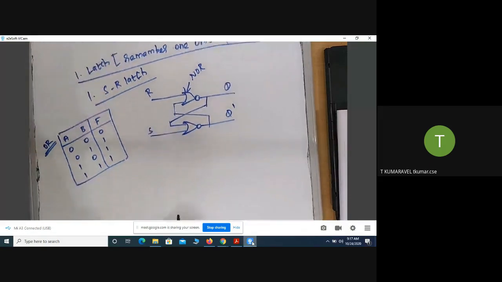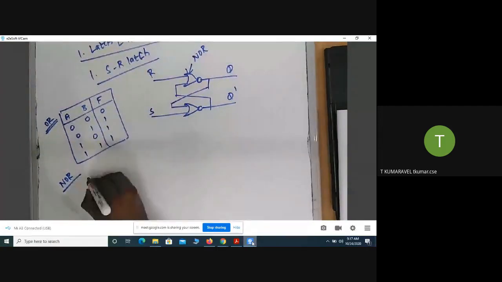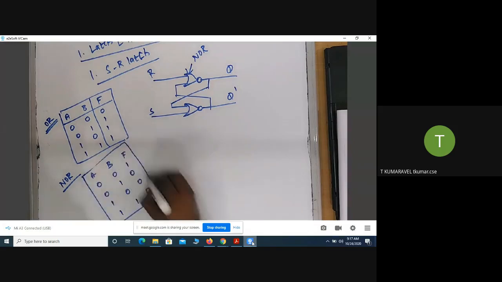So what about the NOR gate? The NOR gate is just the opposite of the OR gate. A, B, F. Whenever both inputs are zero, only then is the output equal to one. In the rest of the cases, the output equals zero. You should remember this truth table.